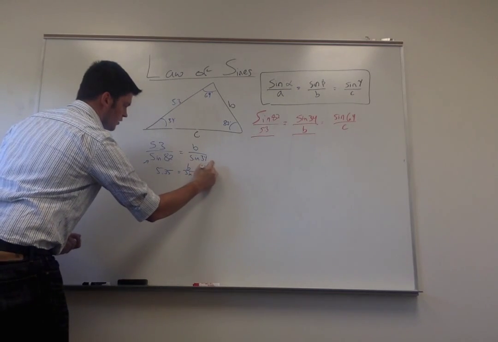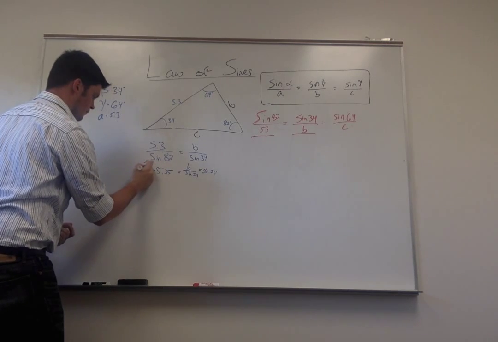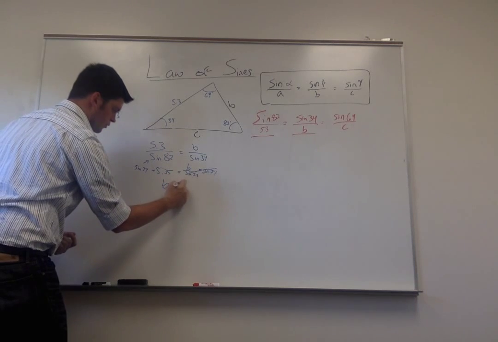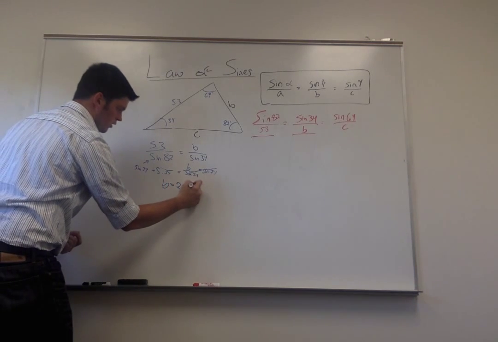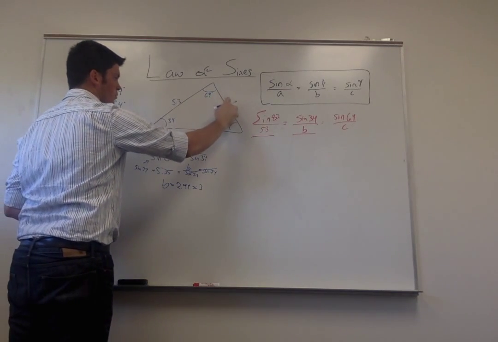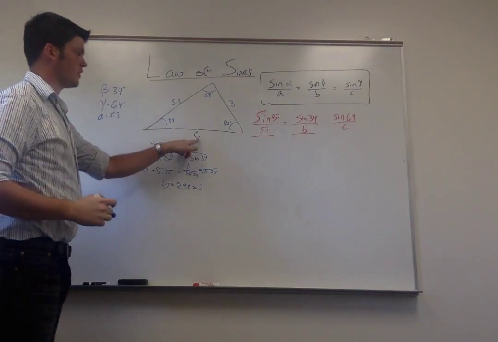You can multiply each side by the sine of 34 degrees. Those are going to cancel out, and you're left with b is equal to 2.99, which we're just going to call 3. So now we just found another piece. We can fill that into our triangle. And now we just have side C left.